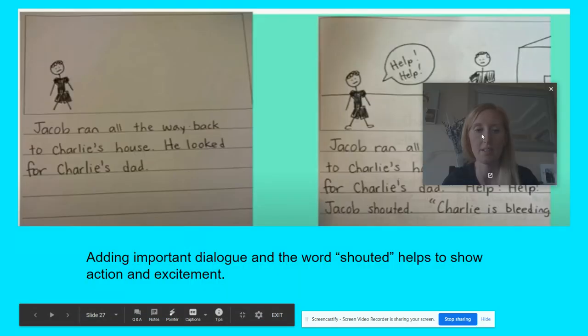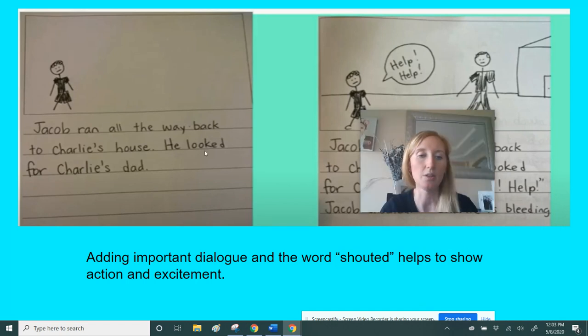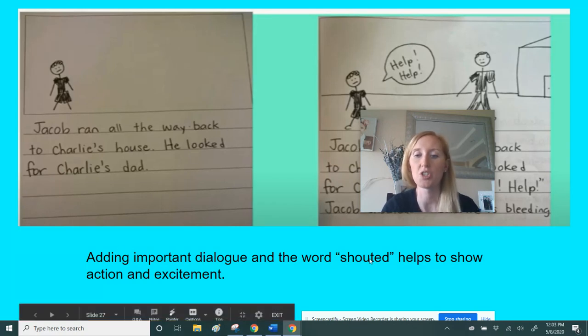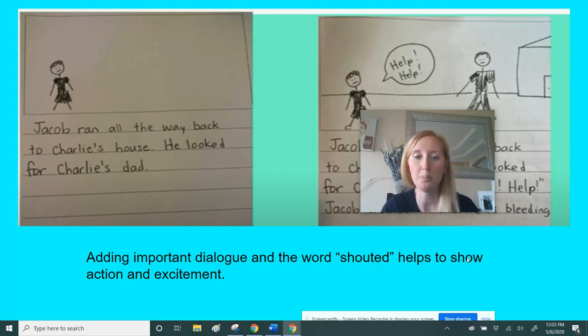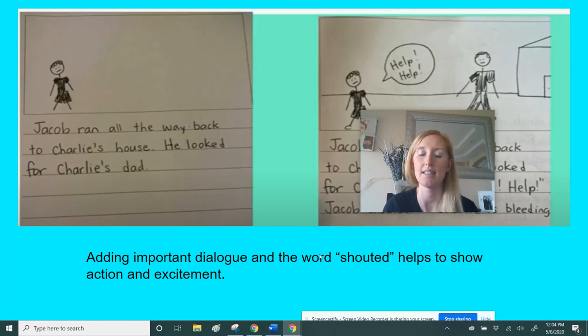All right, so here's the next part. It says, Jacob ran all the way back to Charlie's house. He looked for Charlie's dad. Now let's stop and think here for a minute. This is a good sentence, 2 sentences, but we want to add some important dialogue, and we're going to add the word shouted. That's our dialogue tag to help us show more action and more excitement. So this is what I've been leading up to. I want to help you learn how to revise, and today we're going to be adding more. All right, so do you see how there's 2 sentences there?